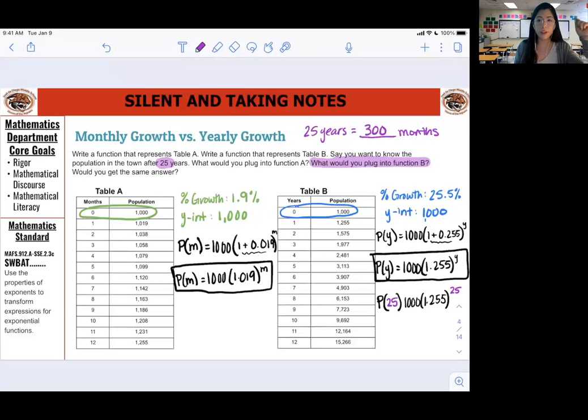So into function A, I have to plug in 300 because this is in terms of months, not in terms of years. So I'm plugging in 300. It's a big number. Now, what do you guys think? I haven't done the math yet. Do you think we'll end up with the same answer or a different answer?